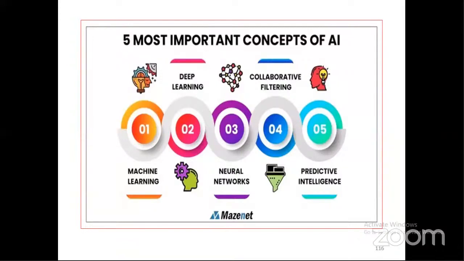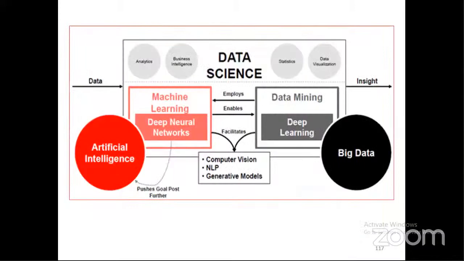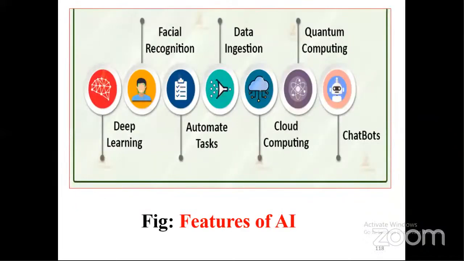We are using neural networks like artificial neural networks, convolutional neural networks, deep convolutional neural networks, recurrent neural networks, and collaborative filtering. Especially commercial websites like Amazon, Flipkart, etc. use a recommender engine. Then finally, predictive intelligence. Artificial intelligence plays a vital role in data science. We are applying the top 10 data science algorithms in data science. So what are the features of AI? We are using deep learning, facial recognition, automata, data ingestion, cloud computing, quantum computing, chatbots, etc.